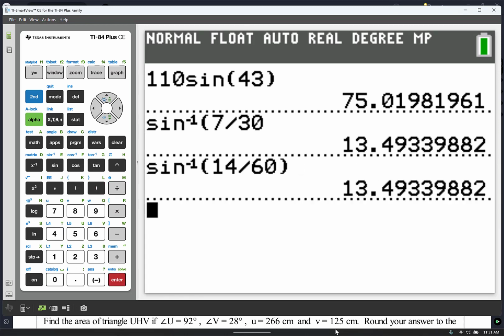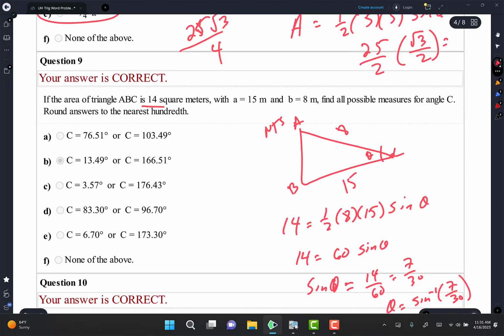See? So no big deal. So 13.493, so I look for that. It looks like this one has it, and I don't see any other one that has it, so it's probably that one. How did they get this one?